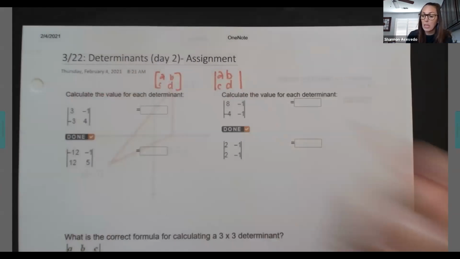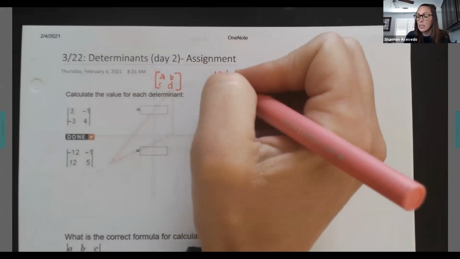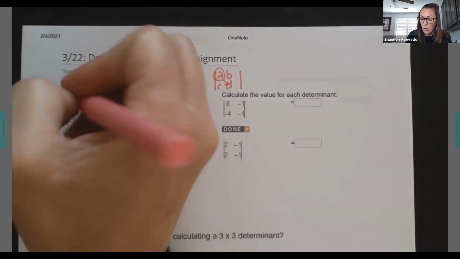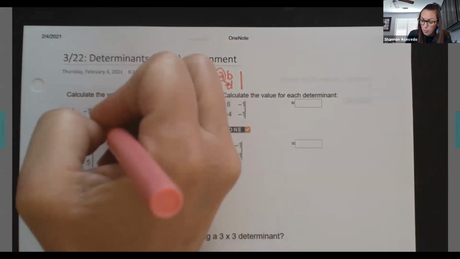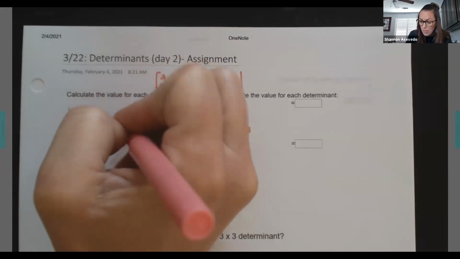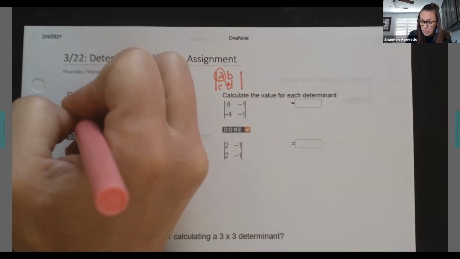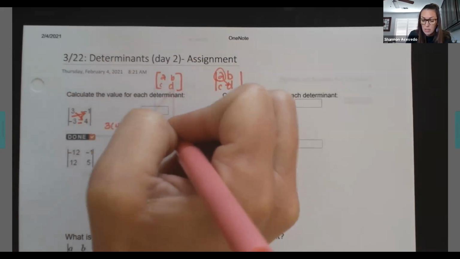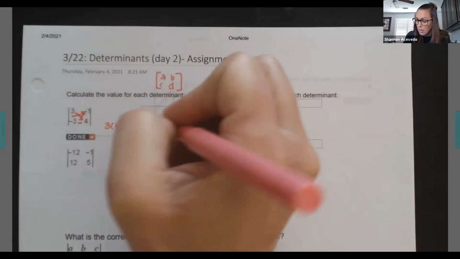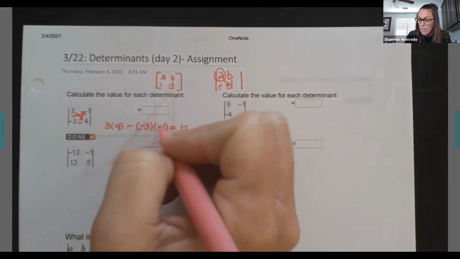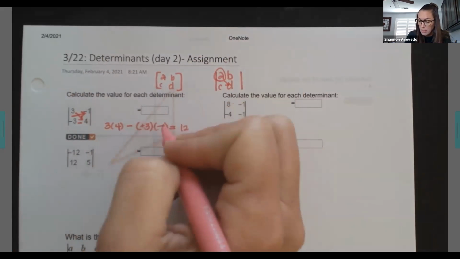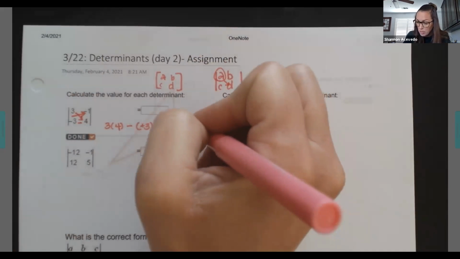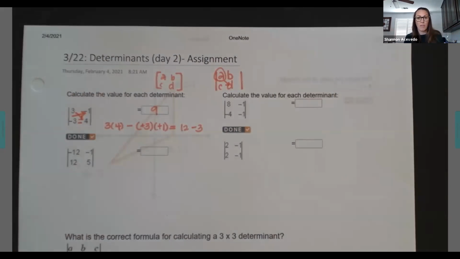So remember, when we talk about the determinant, always start with the top left, and then you're going to go diagonal across. So we're going to go 3 times 4, and then it's minus, and I go my diagonal. So -3 times a -1. So this is going to give me 12. A negative and a negative here is going to make these positive, but then it's still minus that value. So it's 12 minus 3, and my answer is a value of 9.